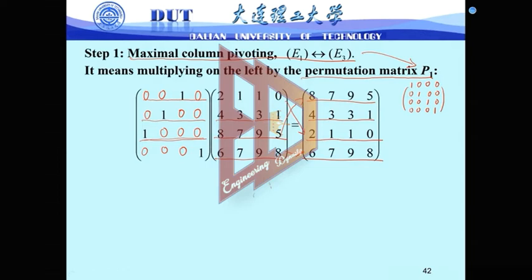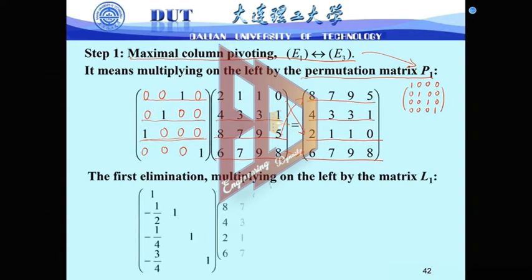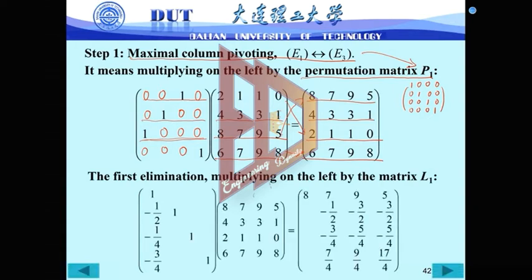I repeat it for you. Okay, I hope you can understand, right? Okay, now continue. That means we choose the new pivot, 8. Now you see, 8 is the new pivot. Now we can consider the elimination.